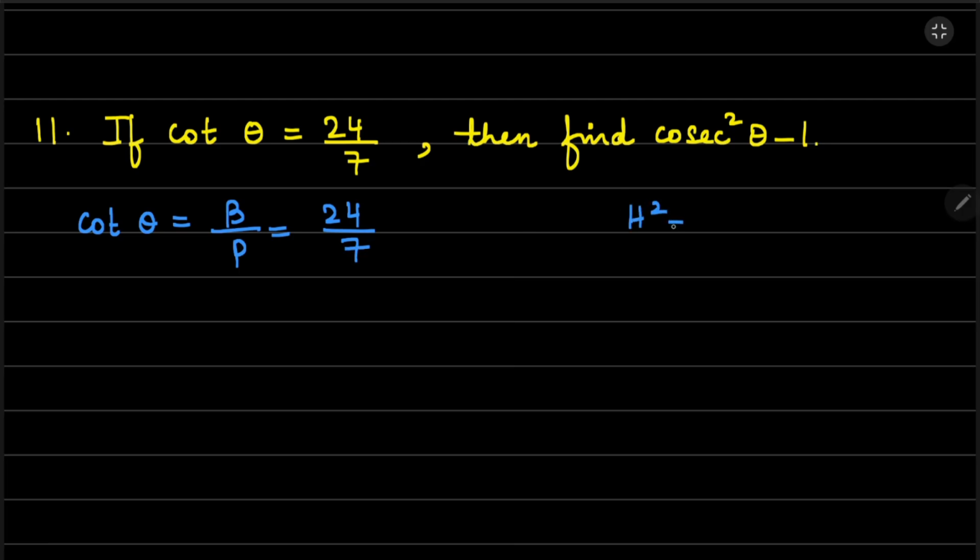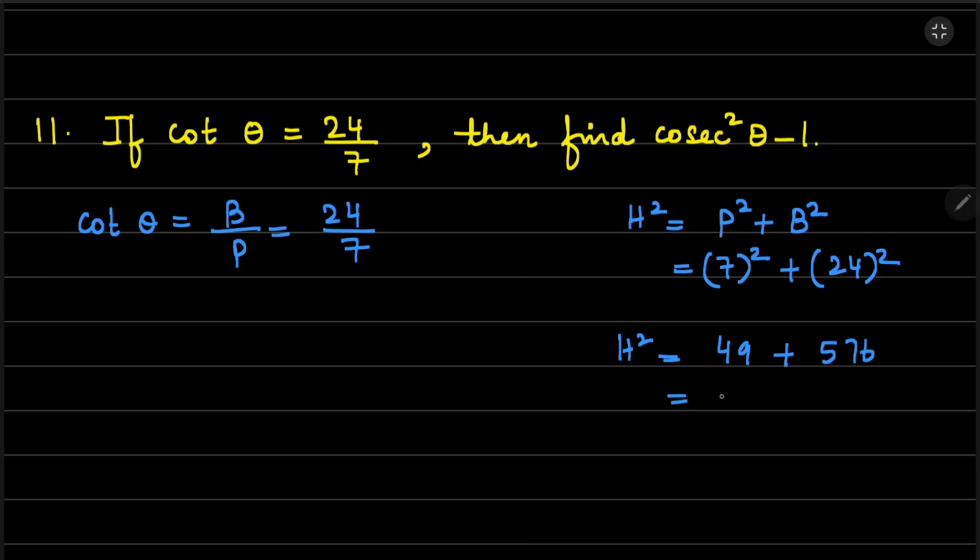So what is h square equal to? P square plus B square. We need to find out h. What is perpendicular? 7 square. What is base? 24 square. So h square is nothing but 49 plus 576. So you will get 625 is your h square. Therefore, h is nothing but root of 625, which is 25. So now you know P, B and H. What is cosecant theta? It is hypotenuse by perpendicular, H by P. H is 25, perpendicular is 7.